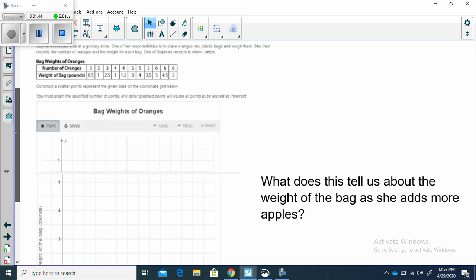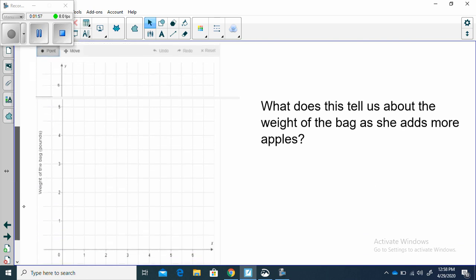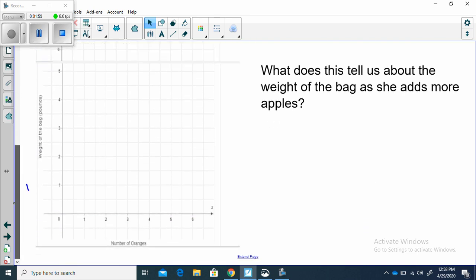Okay, so let's make our scatter plot. Our first data point is 3. At 3 oranges, it weighs half a pound. Okay, 3, half a pound. So let's look down here at our X and Y values. Number of oranges, weight of the bag. 3 oranges, it said it was a half a pound. Look, these are in halves, 1/2, 1, 1.5, 2. So at 3 oranges, we've got half a pound. So let's put that point in there.